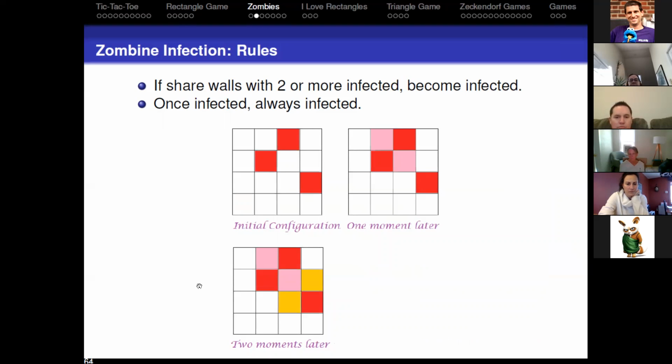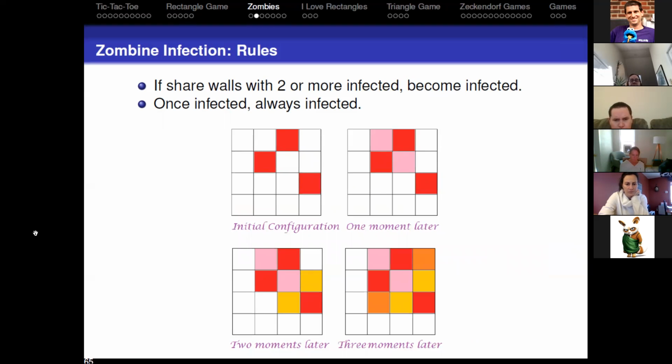Okay. Anything else now? Top right. And then down here as well. Anything else? And that's it. Nothing else is adjacent to 2 infected. You have to be sharing a whole wall. Sharing a diagonal does not count. So this one only shares with this one. This one only shares with that one. The zombie apocalypse is contained. More than half of our population has been infected, but at least we've contained it.